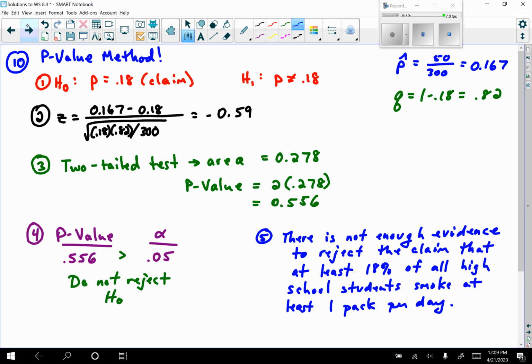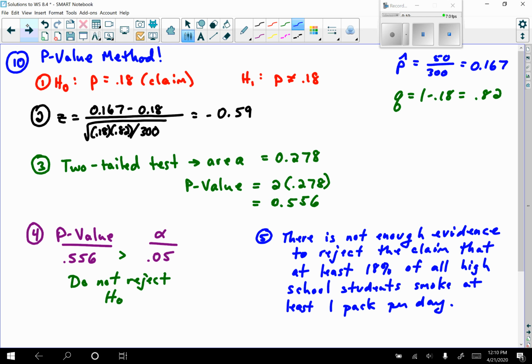All right, looking at 10, again, we're using the p-value method. We want to test the claim that 18% of all high school students smoke at least one pack of cigarettes a day. So again, our claim is a null hypothesis. Writing this out, our alternative hypothesis is that it's not going to equal 0.18. Again, step 2 is to find our test value. P hat is 0.167, Q is 0.82. Keep in mind this is a two-tailed test, so again we're going to use the negative 0.59, menu 552 on the calculator. Use negative 0.59 as the upper boundary, so the area we get is 0.278.